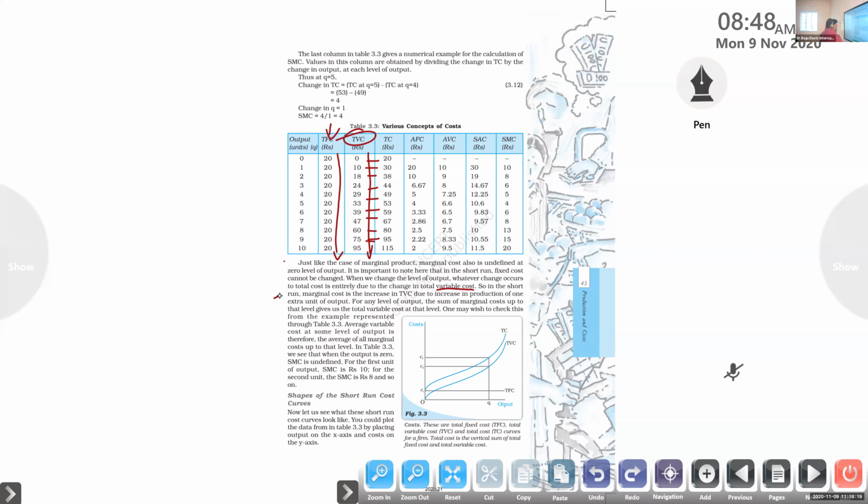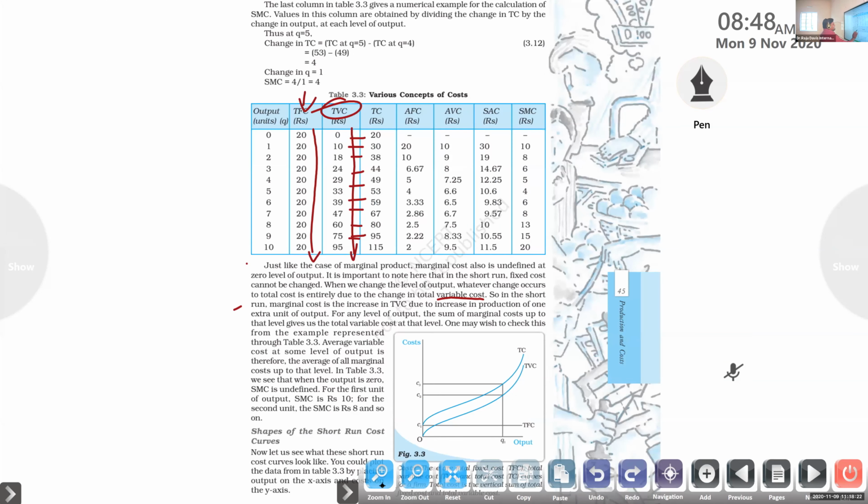So in the short run, marginal cost is the increase in TVC due to the increase in production. Clear? So underline this area. This is an example for short run production. We want to increase the production, so definitely we want to increase the TVC. There is no relation with the TFC. It is autonomous. Clear? Clear or not?